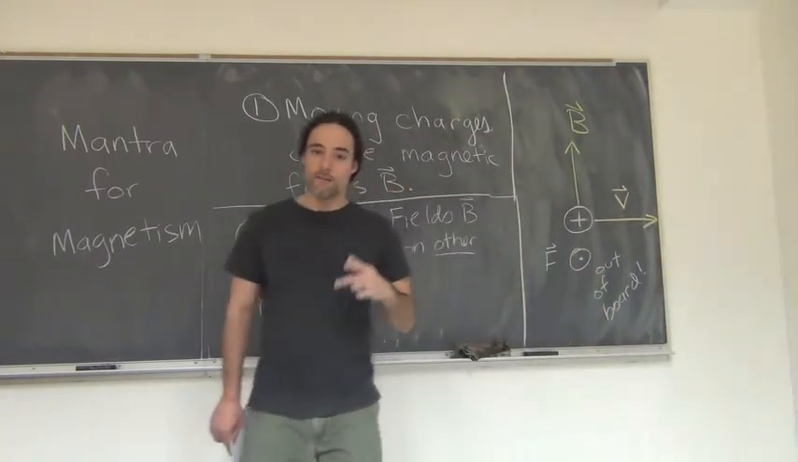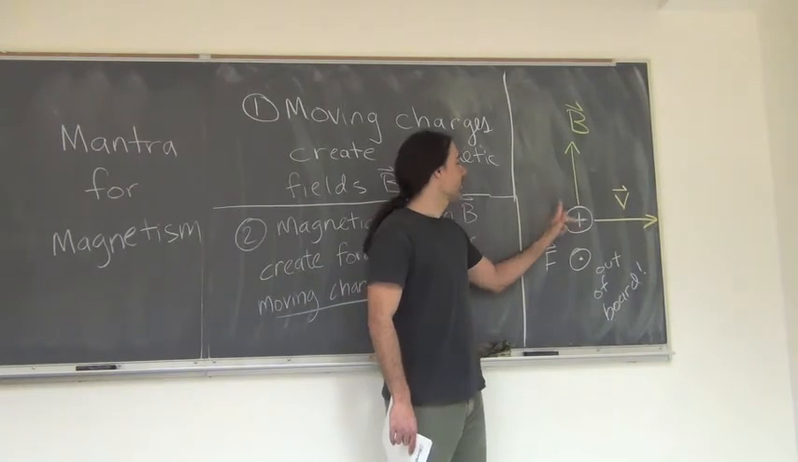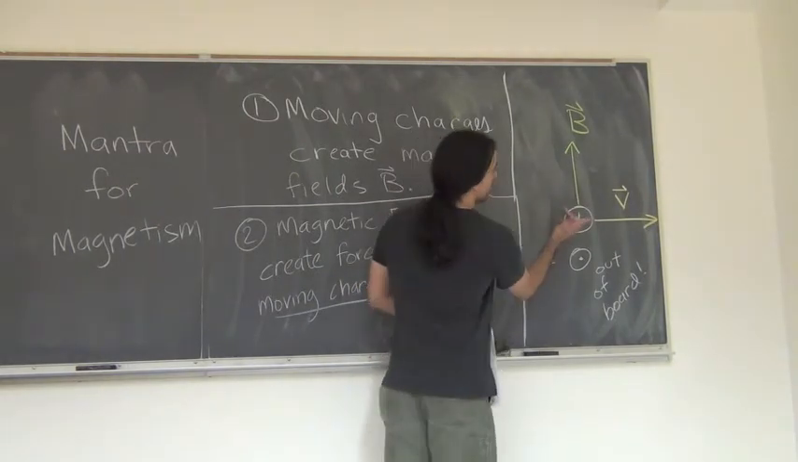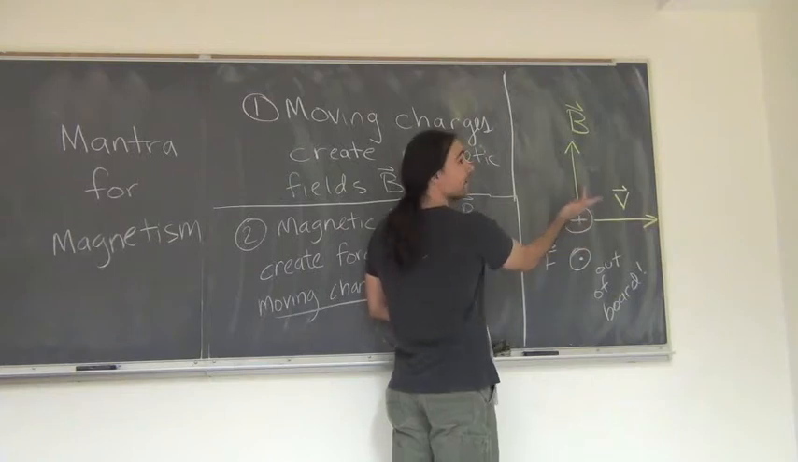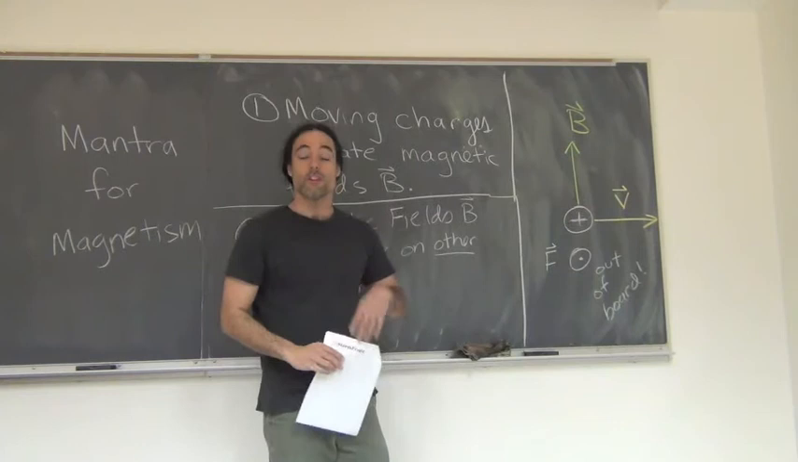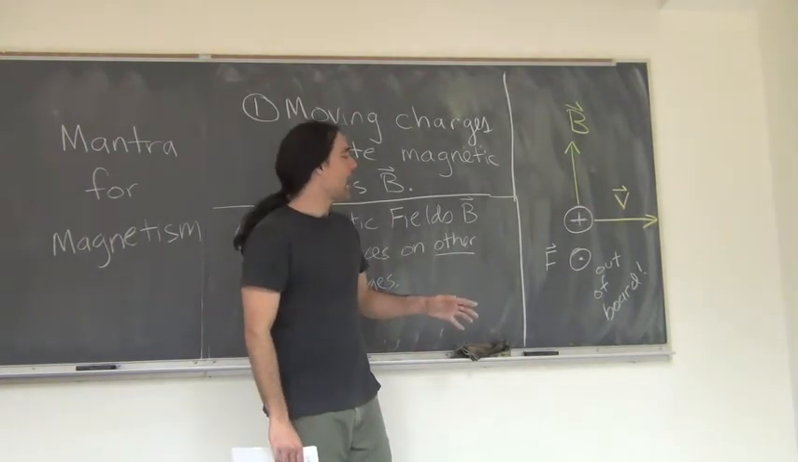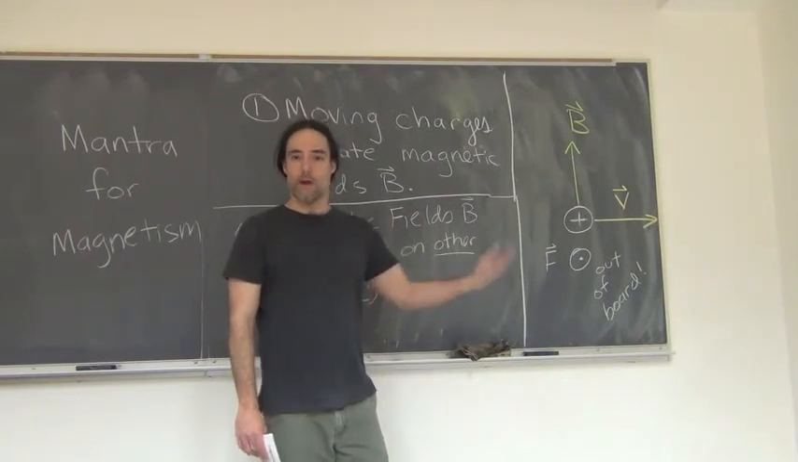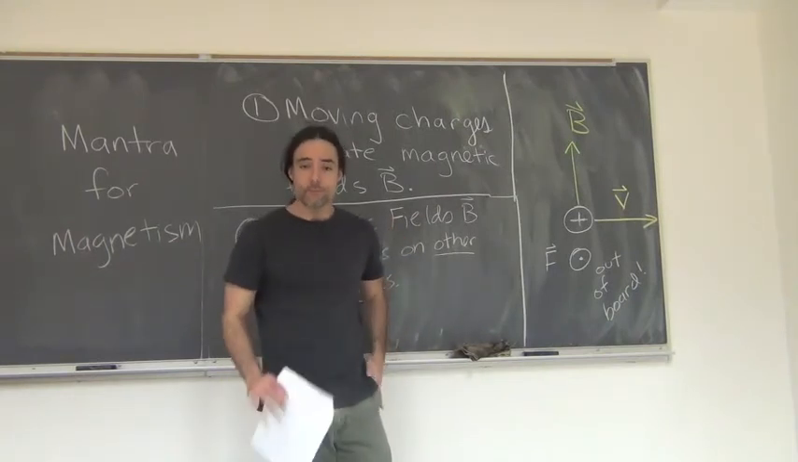So I have three vectors here. I've got my velocity vector pointing this way, I've got my magnetic field pointing up, and I've got a force pointing out. So that's three vectors, and they're all perpendicular to each other. How does that work? How can we visualize this? We're going to have to be working in three dimensions.